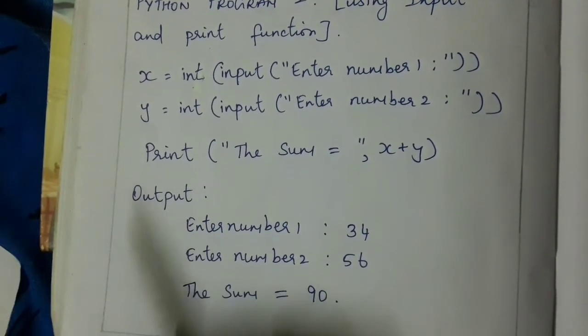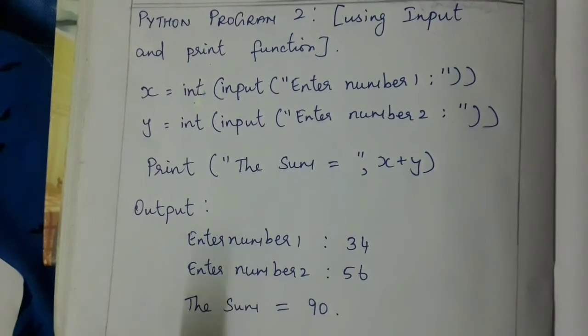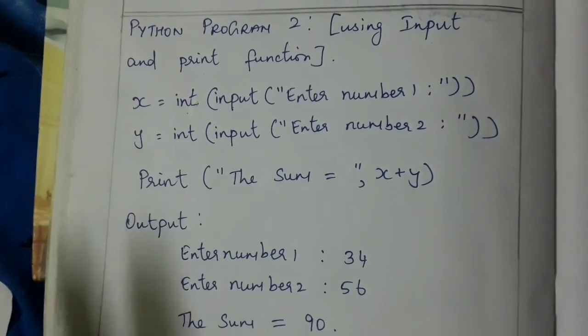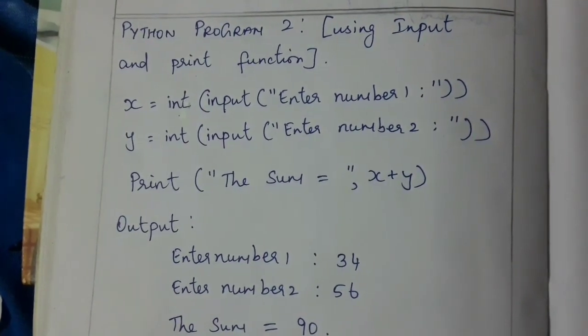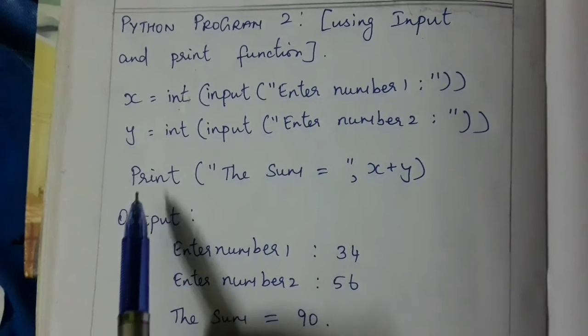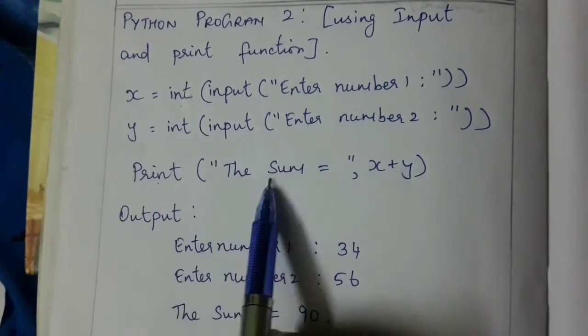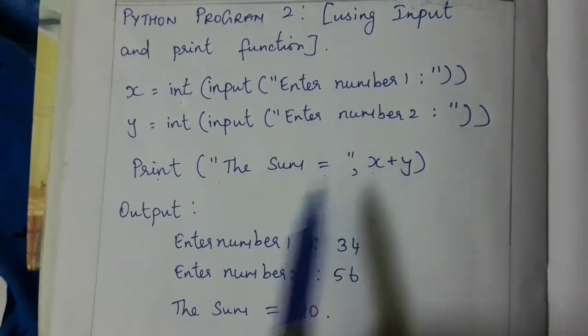The next step is you have to add these two numbers. At the time of execution, you are going to get two numbers. These two numbers have to be added and you have to get the answer. So directly it is given as print the sum is equal to x plus y. So what will be the answer?